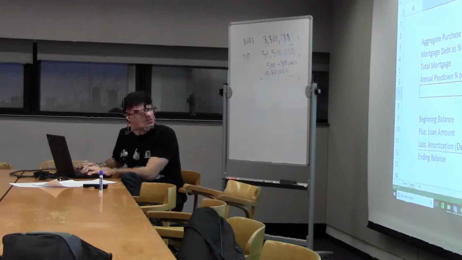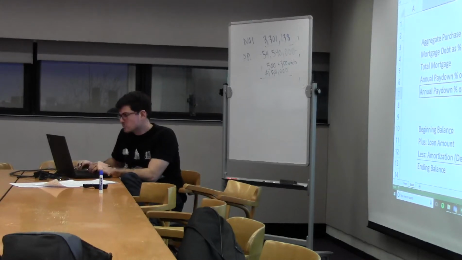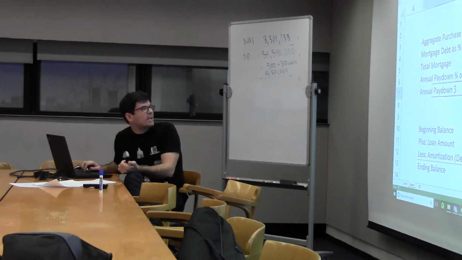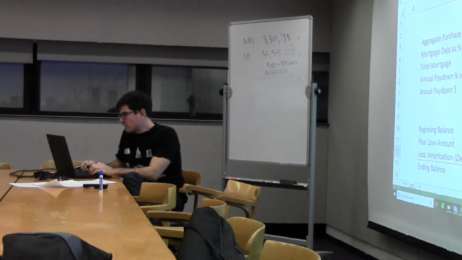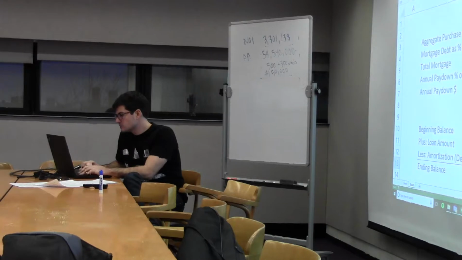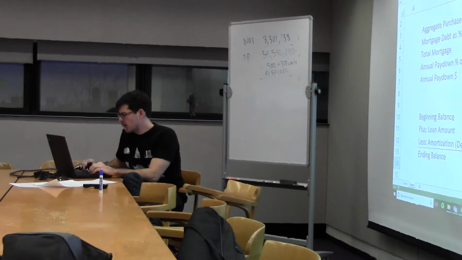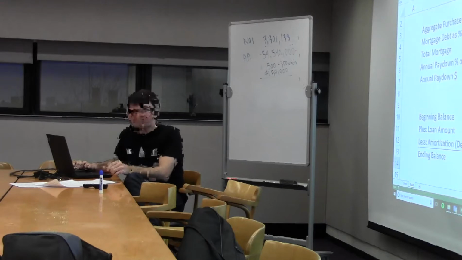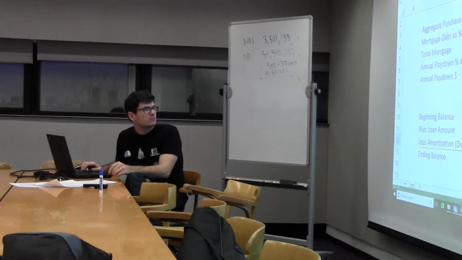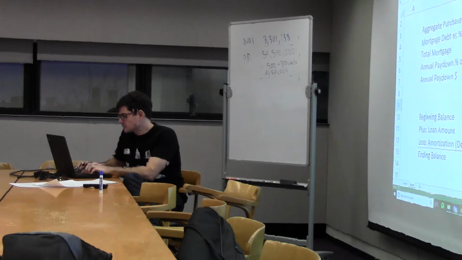So annual pay down as a percent of total mortgage is 3%. Annual pay down dollar amount is just 3% times our total mortgage. So that's where we got that. That's where we get the 981,720. So that means that every single year, out of this original debt balance, we're going to pay down 981,720. So at the end of year 1, you see what happened there? Our balance is reduced by the amount that we pay down. Year 2, same thing.